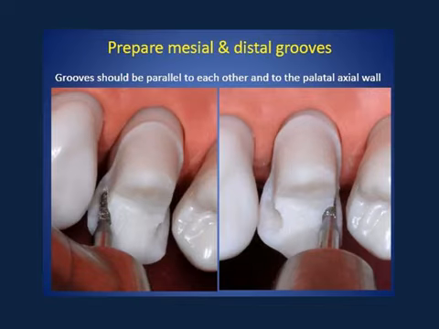The proximal grooves are prepared like this. The proximal grooves should be parallel to the long axis of the tooth, and they should be parallel to each other. Besides, they should be parallel to the palatal axial wall.